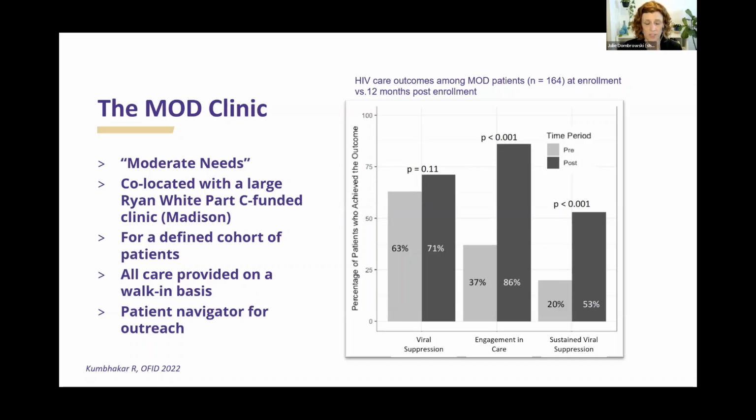The MOD outcomes shown here on the right did not have a substantial increase in viral suppression, in part because baseline viral suppression was relatively high, certainly lower than the main clinic, but higher than the low barrier clinics. But engagement in care really increased and sustained viral suppression. And in a separate controlled analysis, people who could have enrolled in MOD but didn't or weren't referred often lost viral suppression.